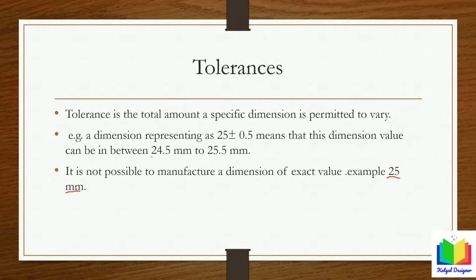Let's say the tolerance value is 0.5. I will specify a tolerance range from 24.5 up to 25.5. So a dimension within this range is acceptable. Here we can also specify this dimension as 25 plus minus 0.5. This is specified as tolerances, so we can insert the tolerances with the dimensions.